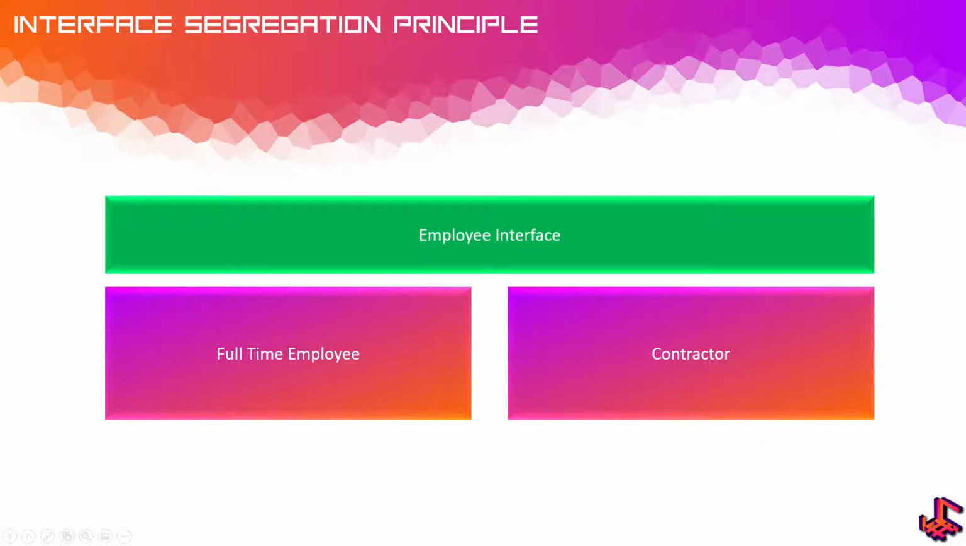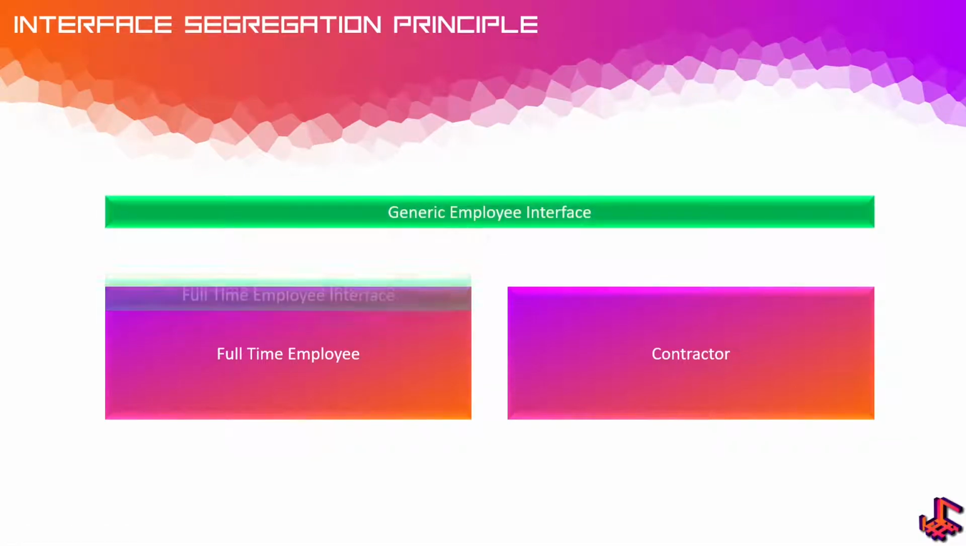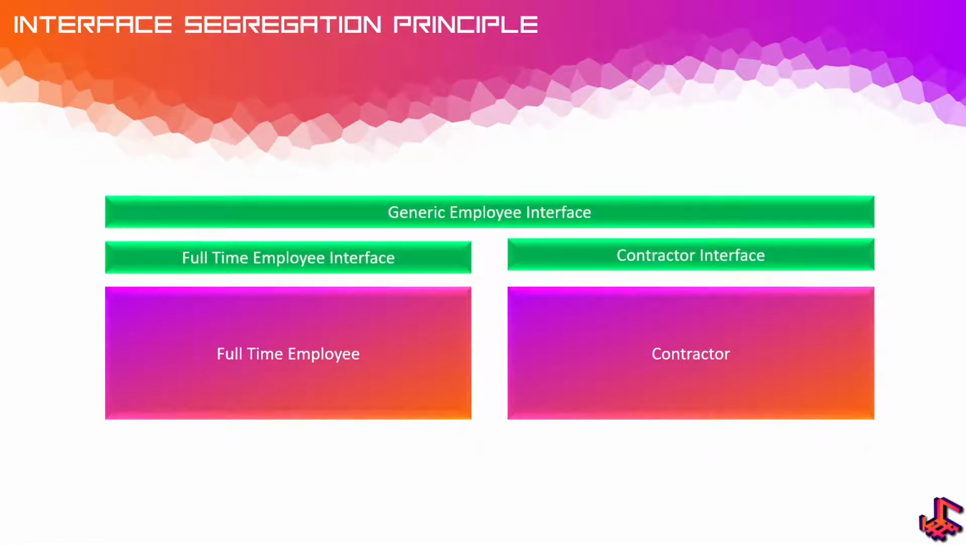ISP tells us that each object should only ever implement what it needs, and in this example, the full-time employee doesn't need the hourly rate, and the contractor doesn't need the monthly salary. We can split all of this out and have a generic interface that defines the basics of what each employee should have as a standard. And then we can have individual interfaces for full-time employees and contractors that are totally different. So neither of them needs to implement anything it doesn't need.